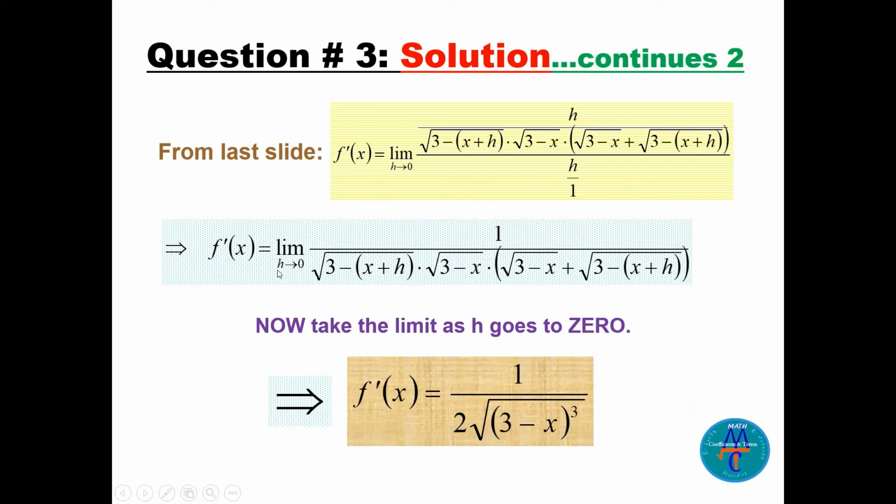Let's find now the limit as h goes to 0. So h will be 0 here, h will be 0 here. And then it becomes 1 over 2 square root of 3 minus x, all cubed. Because when you put here 0, you add, you get 2. You're adding here 2 times square root of 3 minus x. And here you have square root of 3 minus x. And here you have square root of 3 minus x. Okay, so it will be 1 over, try to simplify it, 2 square root of 3 minus x cubed.